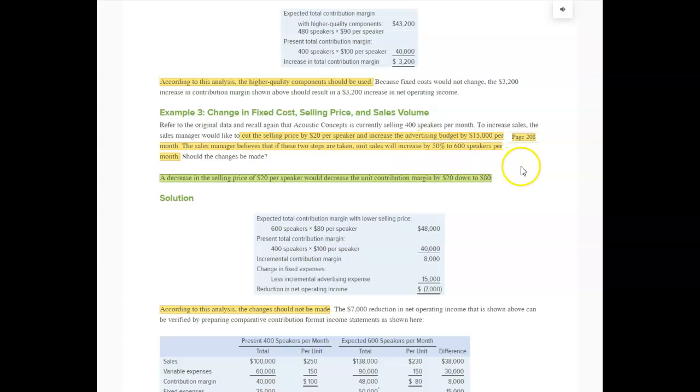So we would go from selling 400 speakers, and 50% of that is 200, so add 200 to the 400, we would go up to 600 speakers for the amount we would sell each month, so 600 units. So should we do this?